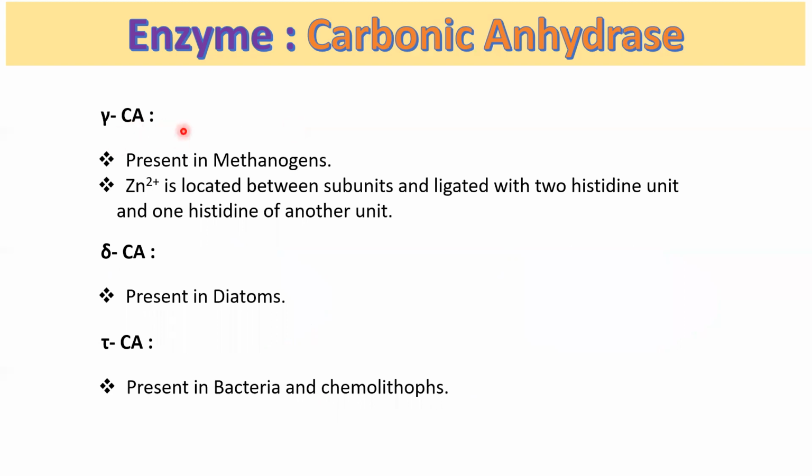Now gamma carbonic anhydrase is present generally in methanogens. Gamma carbonic anhydrase is a trimeric molecule, where zinc 2 plus is generally located between the subunits, coordinated by two histidine units and one histidine moiety of another subunit. And delta and tau are found in a few diatoms, bacteria and chemolithotrophs.